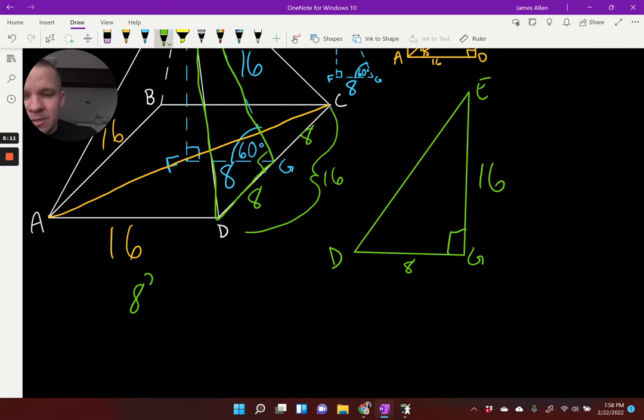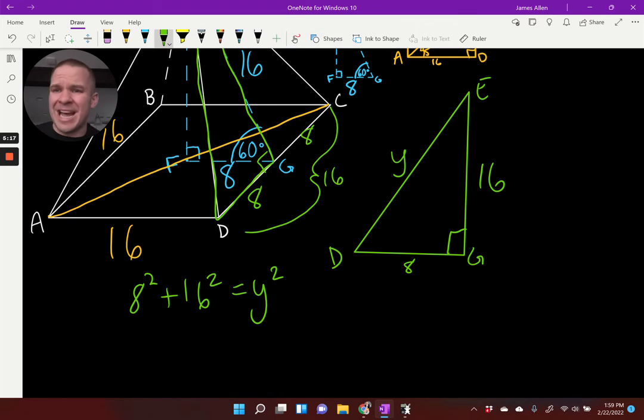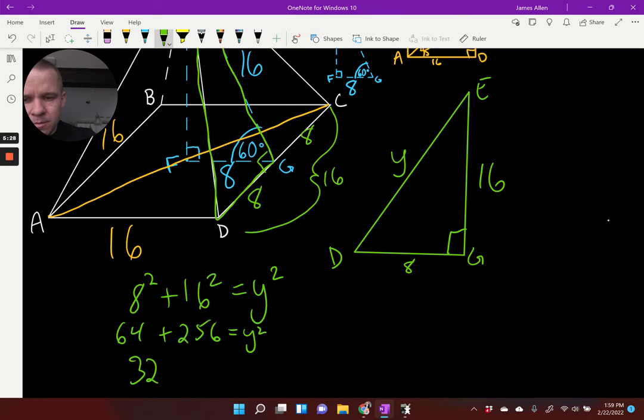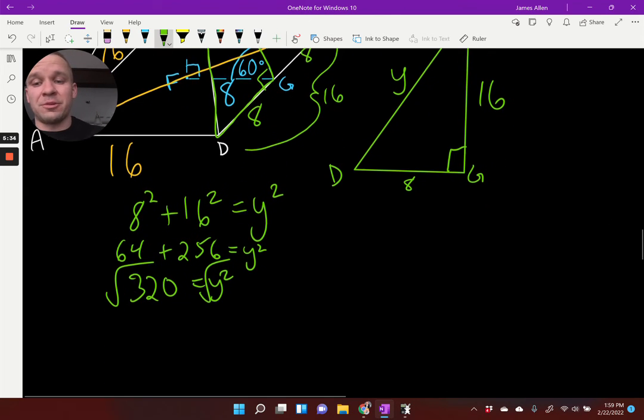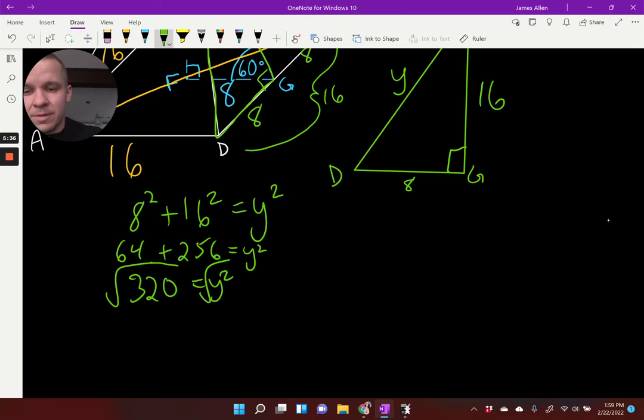All right, so I've got 8 squared plus 16 squared equals, we'll call this y now, since I already used x, I don't want to confuse things. So we got 64 and 256 equals y squared, and that will give me 320. Now, we're going to have the square root, and that's not a perfect square. So I'm going to have to factor this bad boy. You know what I'm saying? Okay. So we're going to break it down.